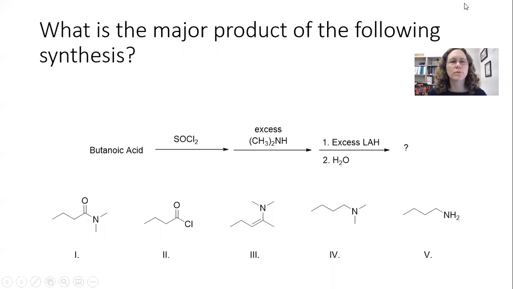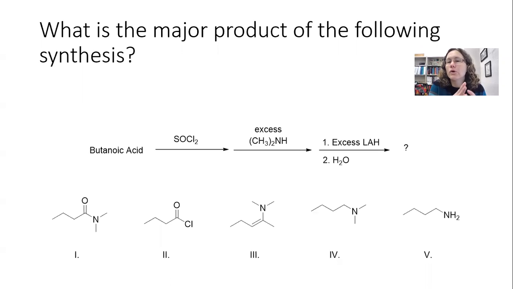This question asks, what is the major product of the following synthesis? So here we have about a 4-step reaction. We also have a starting material that's given to us as a name, butanoic acid. So this is a little bit more of a complex question because you have to bring in lots of different pieces parts in order to solve it.